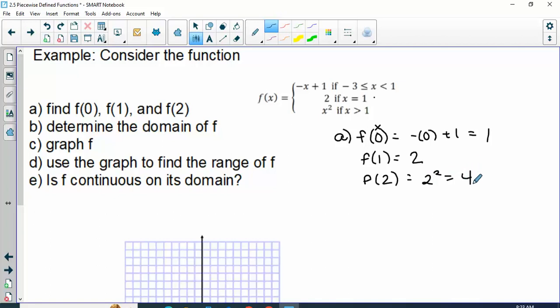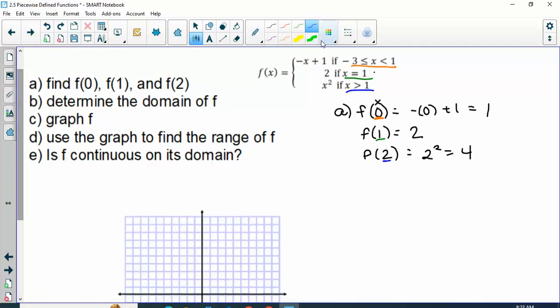Do you guys see how I got those? To decide where we plugged it in, we had to figure out which piece the domain matched on. And then you put it into that part of the function. Before we do the domain and stuff, let's just go ahead and graph it. I think that would be easier.